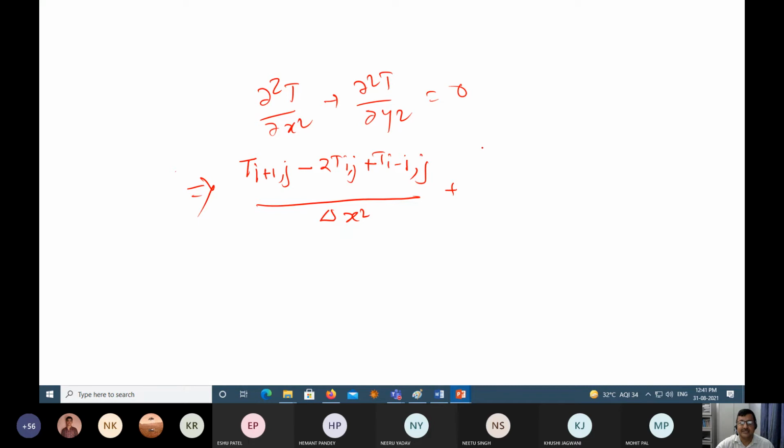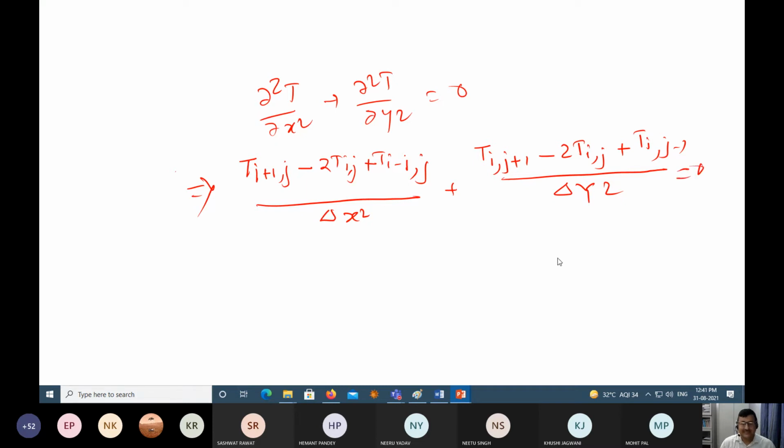Then what can I write? Del square t by del y square. This will be T, and now you should tell me what should be the indices here. ij plus 1. Very nice. Then minus 2 tij, and then plus t i j minus 1, divided by delta y square, equal to 0.